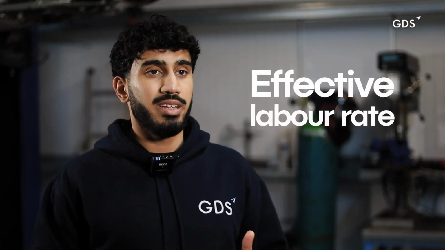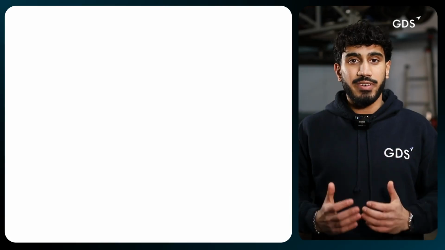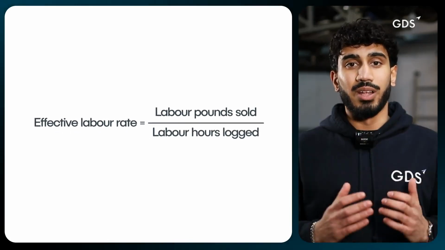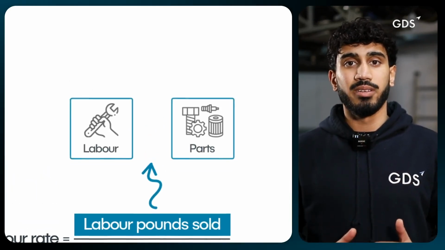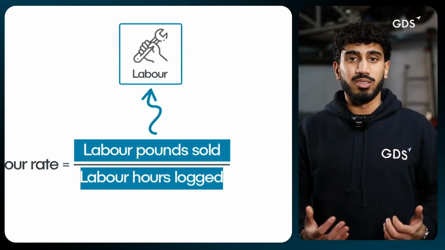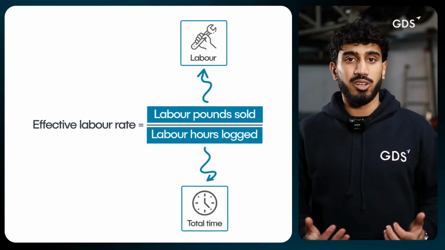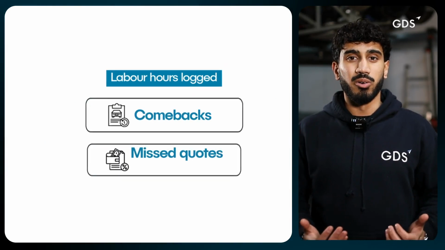First, we need to calculate the effective labour rate, and here's the formula. The effective labour rate equals labour pounds sold divided by labour hours logged. Now, labour pounds sold only means labour. It doesn't include parts. Labour hours logged means the total time your workshop spent on the jobs. That includes things you didn't charge for, like comebacks, missed quotes, or goodwill.